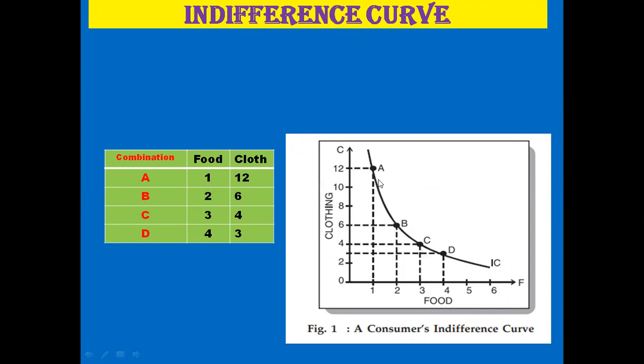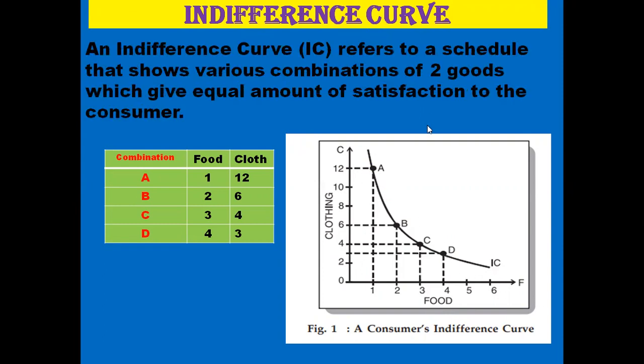Now, when we join these 4 points A, B, C, D, we get a smooth curve which is known as indifference curve. So indifference curve refers to a schedule that shows various combinations of two goods which give equal amount of satisfaction to the consumer. That is, the combinations of goods here are A, B, C, D, which give equal amount of satisfaction to the consumer. That is known as indifference curve.